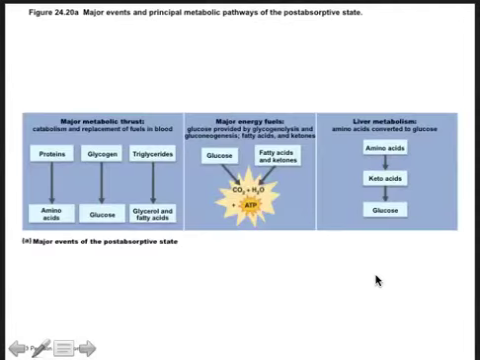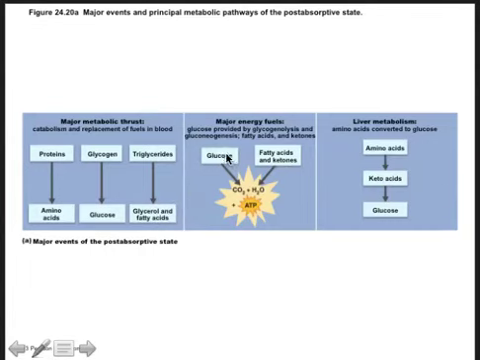And so here's what's happening in the post-absorptive state. In the post-absorptive state, nothing is crossing the small intestine because we're not eating. So where does our fuel come from? Our fuel stores. Proteins can be broken down into amino acids to be used as fuel. Glycogen can be broken down into glucose to be used as fuel, and triglycerides can be split into glycerol and fatty acids to be used as fuel as well.